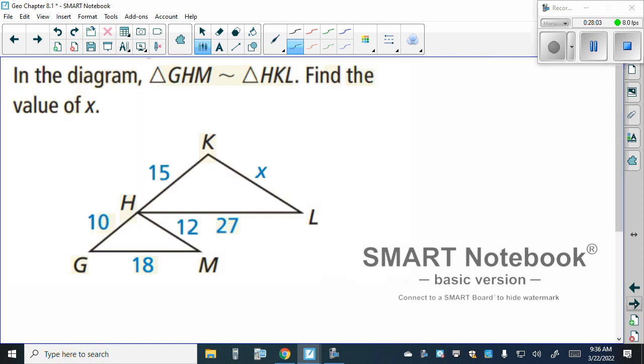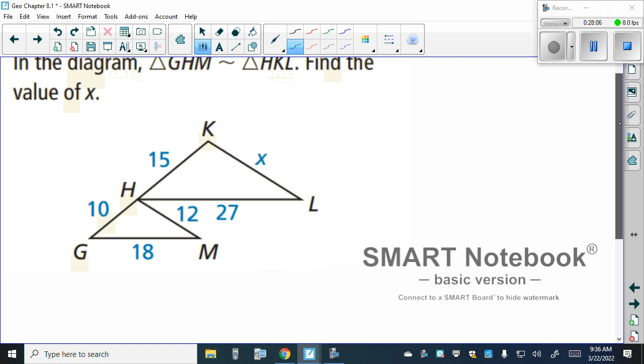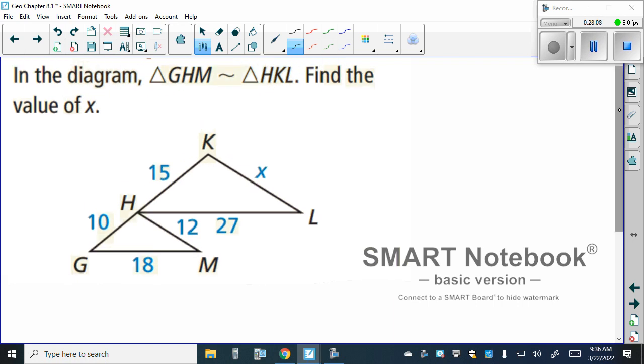All right. Let's look at another one. In the diagram, GHM is similar to HKL. Find the value of x. So we know that these side lengths for these two triangles are proportional from one to the other. So if we're solving, it means we're going to have two fractions. And it's very helpful to have x in the numerator. And x is attached to this triangle here. What's another length on that triangle?